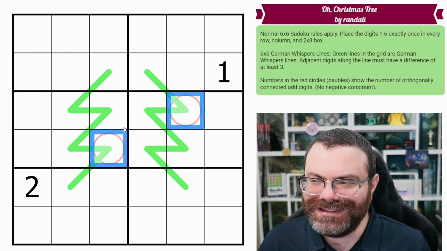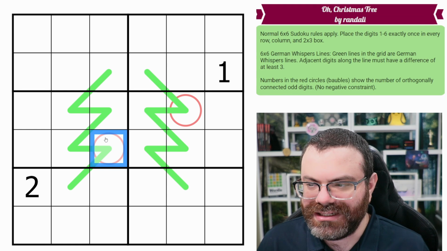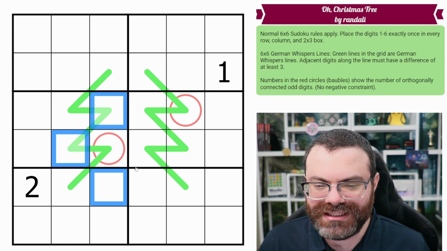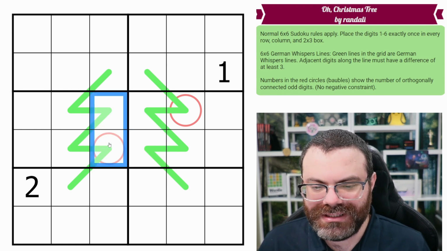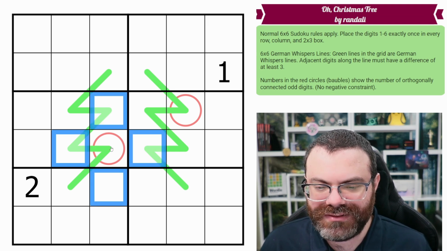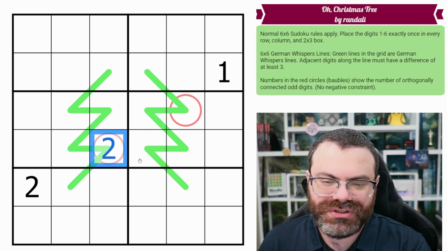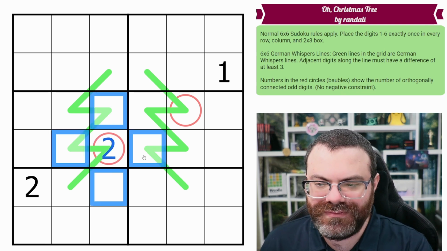Those are baubles. The digit in the bauble shows the number of orthogonally connected odd digits. So orthogonally connected is these 4 cells, the cells that share an edge, and we're counting how many odd digits we see in those 4 cells, and we're placing that into the bauble, or the other way around. So if this was a 2, for example, that would mean 2 of these are odd and 2 of them are even.